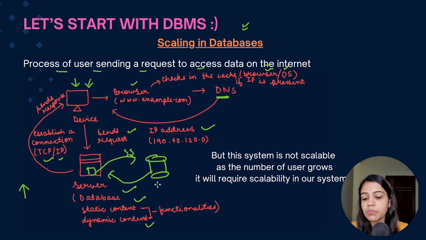So this particular system is not scalable, because if there are more users who are coming and making requests, we need to accommodate those requests, right? We can't say that the server has crashed or the database has crashed. That is a bad user experience. So this system is not scalable. As the number of users grows, it will require scalability in our systems. So that is why scalability is needed.